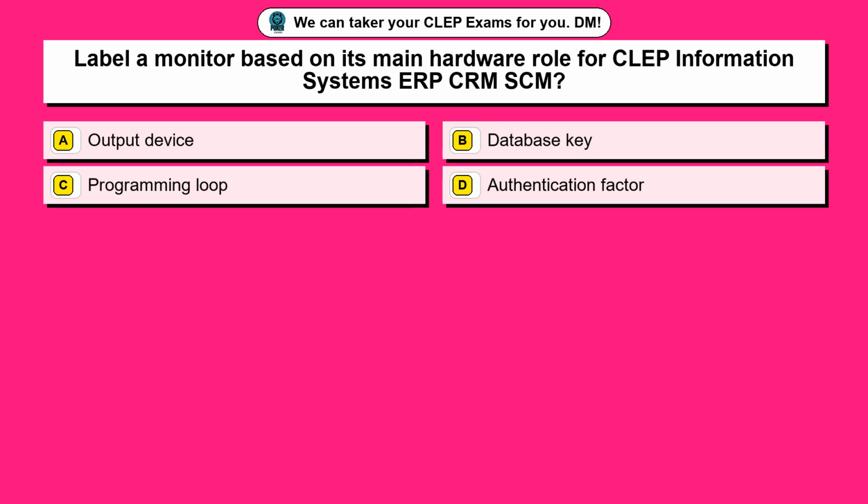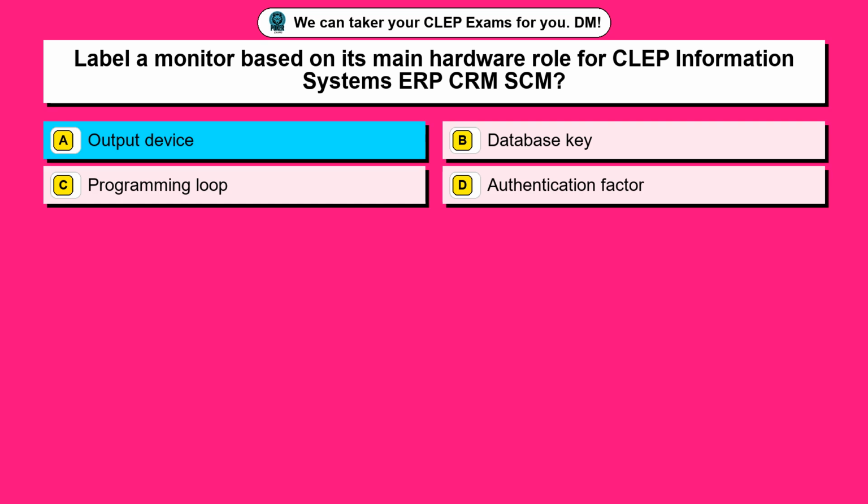Question 55. Label a monitor based on its main hardware role for CLEP Information Systems ERP CRM SCM. Option A. Output device. Option B. Database key. Option C. Programming loop. Option D. Authentication factor. The correct answer is option A.